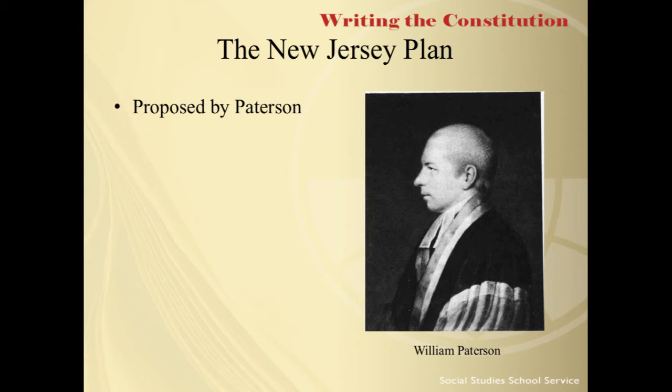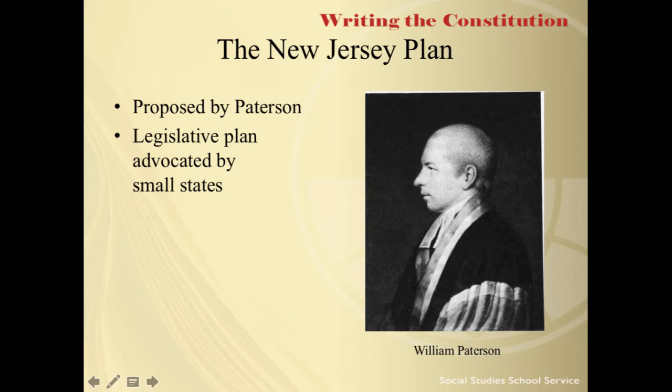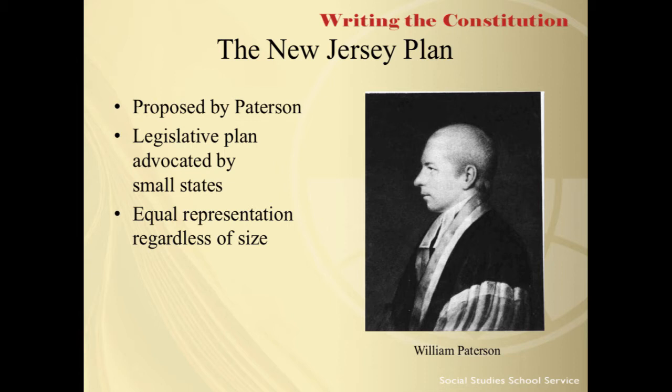It was introduced by former New Jersey Attorney General William Paterson, who's pictured here to the right. The legislative branch under this arrangement would retain the structure of the legislature under the Articles of Confederation. So we would have a one-house legislature, and each state would have the same number of representatives, regardless of how many people they had. So equal representation, regardless of size. This would have protected the interests of the smaller states, but the larger states are going to reject this plan because as a larger state, with more people to represent, they feel like they should have a larger voice.